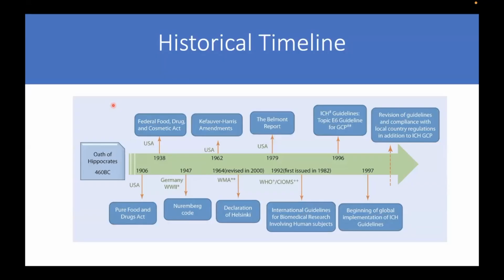So going over everything that has happened from the time of the oath of Hippocrates, 4 basic ethical principles of human research, came the Nuremberg Code, then the Kefauver-Harris, Declaration of Helsinki, the Belmont Report, and insert there the Tuskegee study and the thalidomide tragedy. Then came the ICH guidelines in GCP.